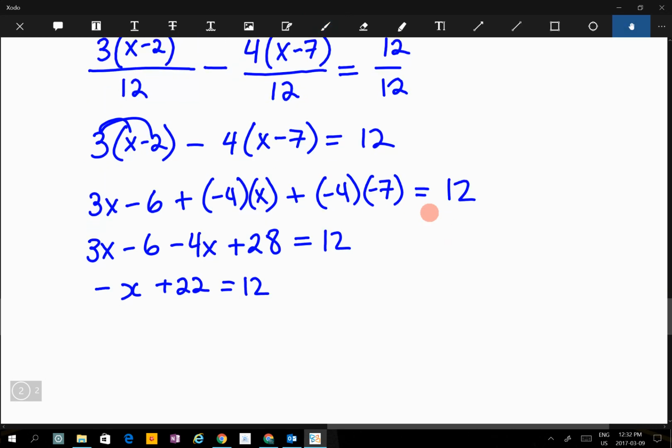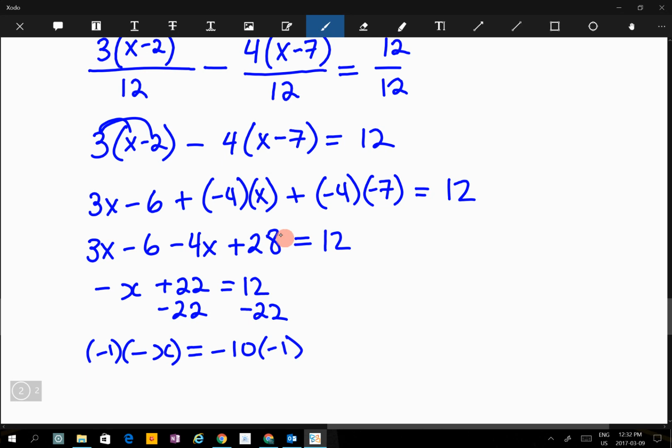And then remember, you have to still isolate for x, so I have to get rid of this 22. I have to subtract 22 from both sides, leaving me with negative x equals 12 take away 22, which is negative 10. Now if I have negative x equals negative 10, if I multiply both sides by negative 1, I can convert my x into a positive value. So x equals positive 10.